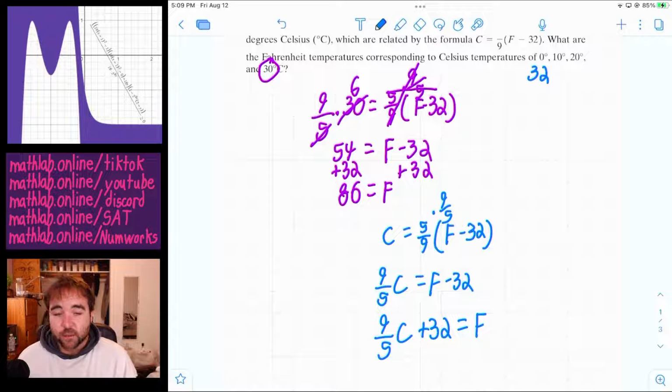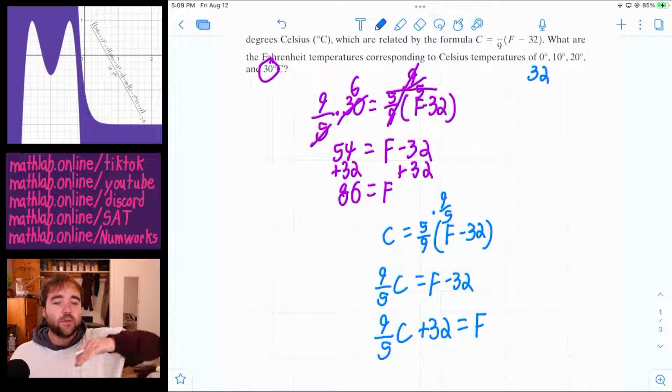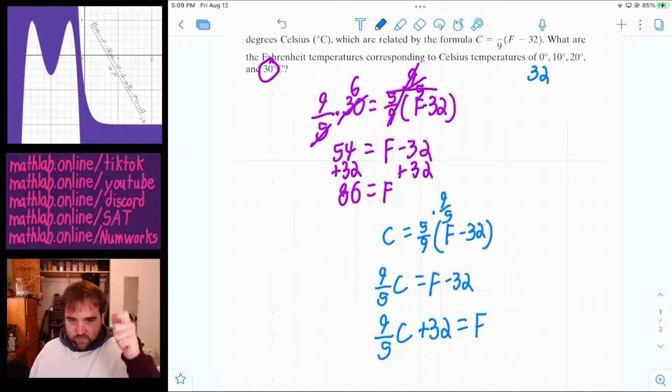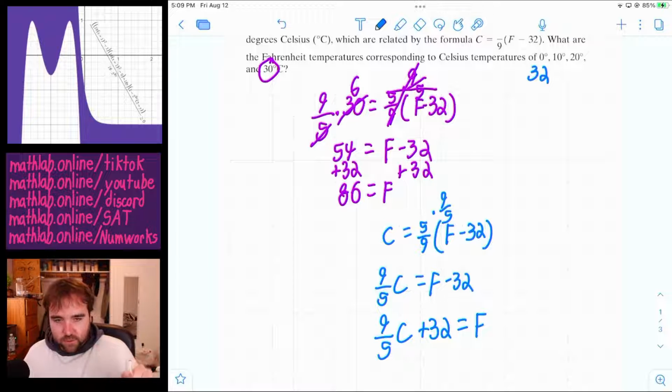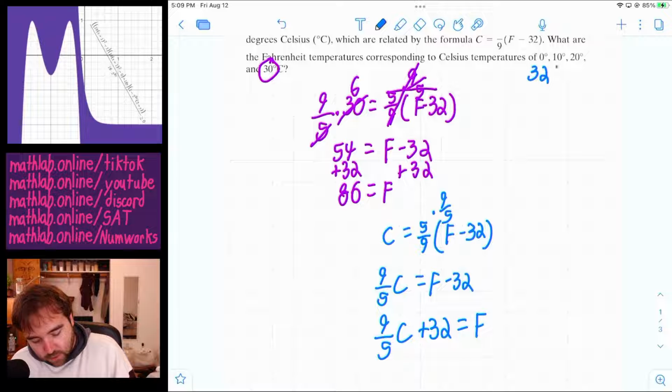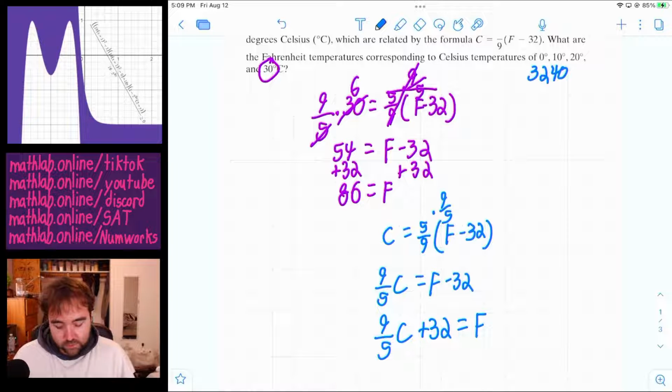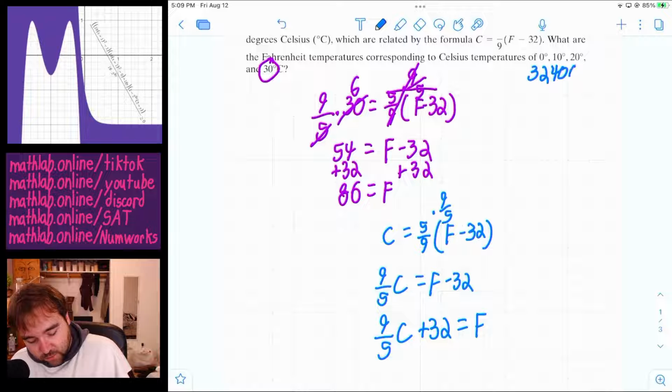We plug in 10, and remember you got to cancel. So if we plug in 9/5 times 10, the 5 cancels, just leaves the 2. So it's 9 times 2, so it's 18. 18 plus 32 is 40 degrees. And then 20 degrees, you plug it in. 20 divided by 5 is 4. 9 times 4 is 36. 36 plus 32 is 68.